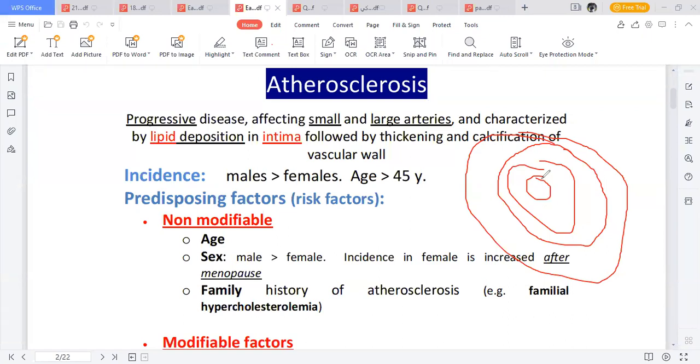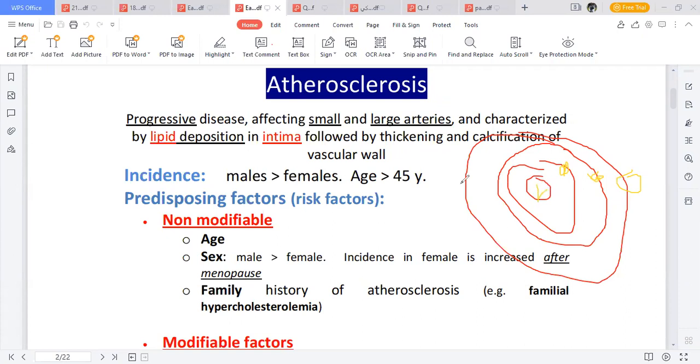Now imagine this is the tunica intima. And then this is the tunica media. And then this is the tunica externa, or tunica adventitia. So these are the layers of the blood vessel, of which this is the lumen. I'll put the letter L inside. This is the lumen.